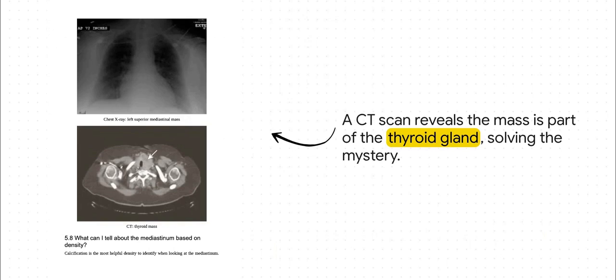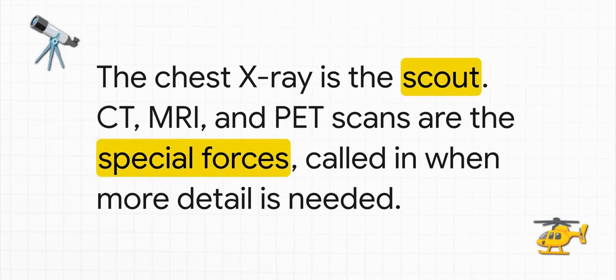And here's the answer. A CT scan of the same patient gives us this amazing cross-sectional view, almost like looking at a single slice of the body. And now the picture is perfectly clear. The arrow points right to the mass, and you can see it's actually connected to the thyroid gland. Mystery solved.